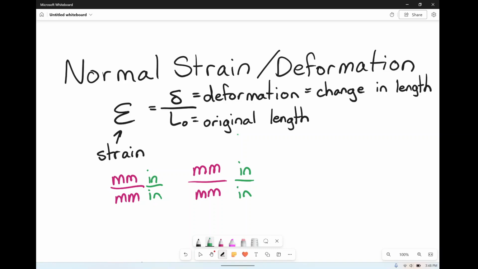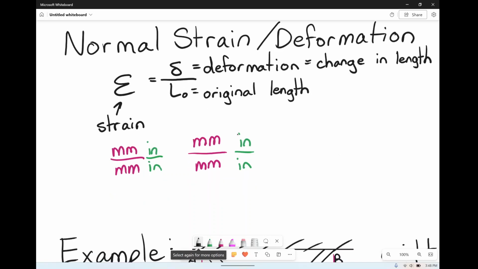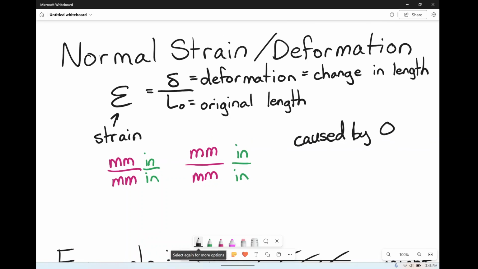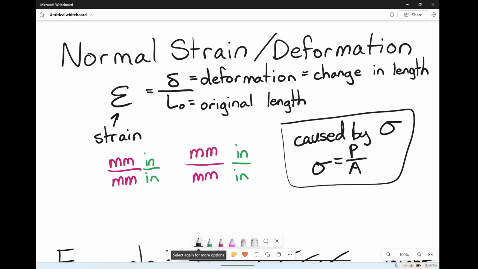So either way, strain is going to be a very small number. It's usually not very big. So normal strain is caused by, as we'll write it over here, normal stress. So again, remember that normal stress is equal to the load over the area. So that is caused by our load. So a load technically does cause stress. That stress does cause strain, which is ultimately leading to deformation, which makes sense. You put a load on something and it obviously deforms. How much it deforms is based on material properties, but for now, that's all it is.